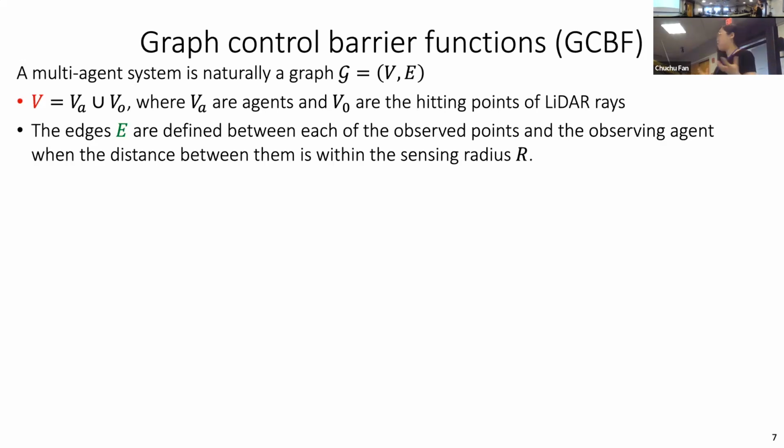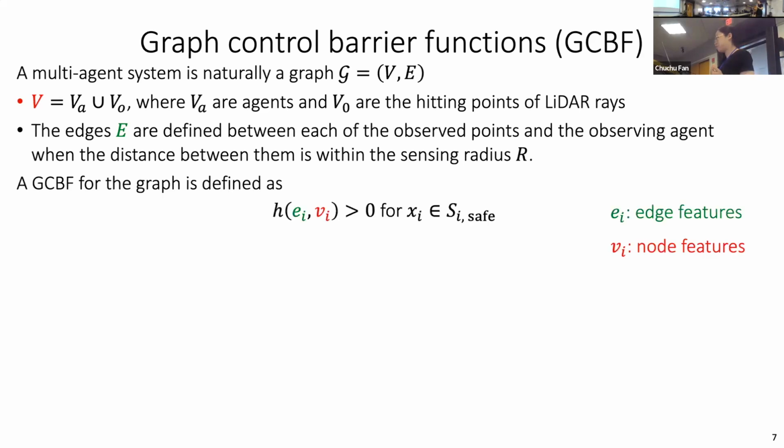And then they can form edges. Here, as I said, we can assume there's a sensing radius. Within the sensing radius, they can see each other, they can talk to each other, or they can see the obstacle. But as I pointed out earlier, you can form your own rule for forming the edges. Maybe two agents that are collaborative have some form of communication module on board, so they can talk to each other. But that's our graph. Once we have the graph, we can define something called the GCBF, graph control barrier function.